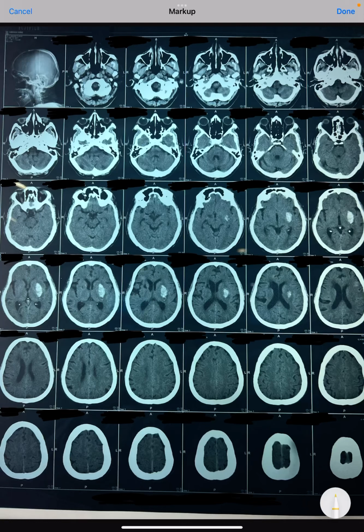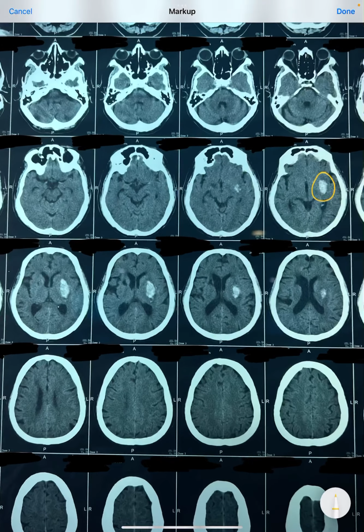Now, this is a very interesting CT scan of the brain. The most important thing is that this kind of CT scan is going to be repeated so many times, because it shows bleeding in the brain, and this is very common. It is extremely common to occur.